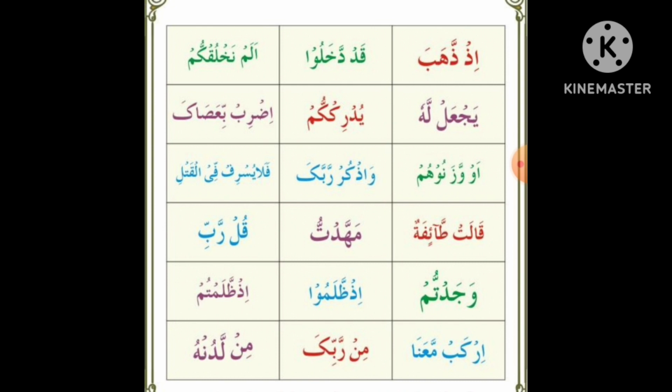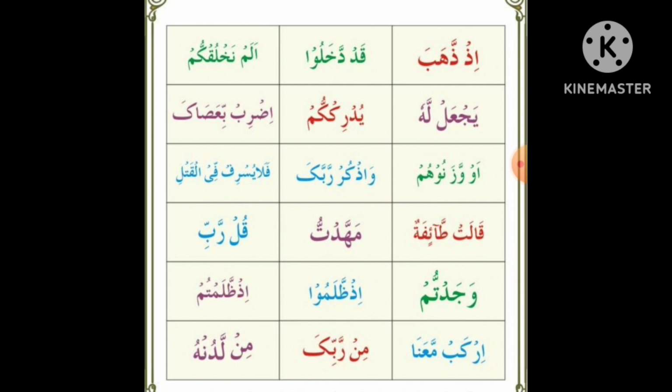In mutaqaribain, the articulation points were nearer. But here the articulation point is the same but the letters are different. So this is called idgham mutajanisain, meaning the jins is the same. The family is the same, meaning the articulation point is the same but the letters are different. So here you will do the complete idgham of ta, meaning you will not read the ta, you will directly read the ta. So it is qalat ta'ifatun.